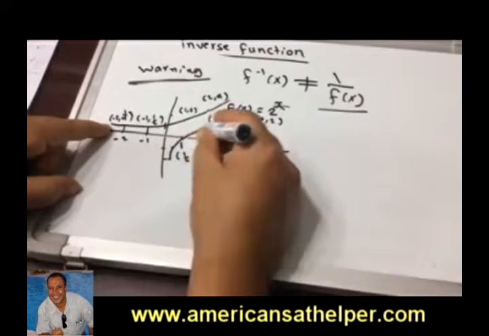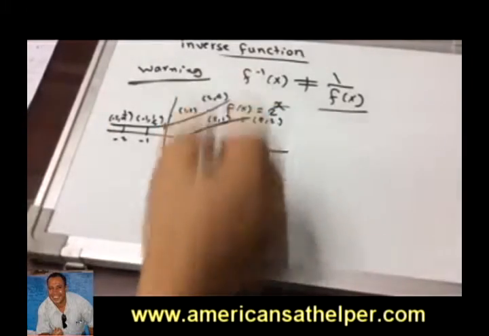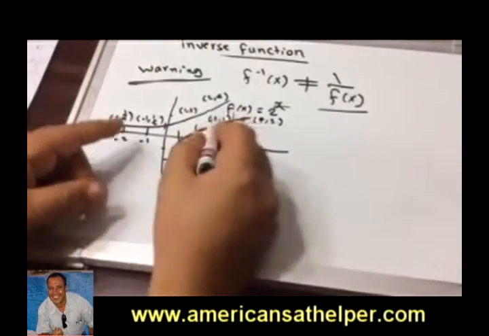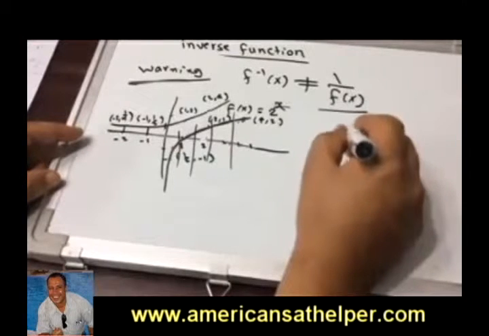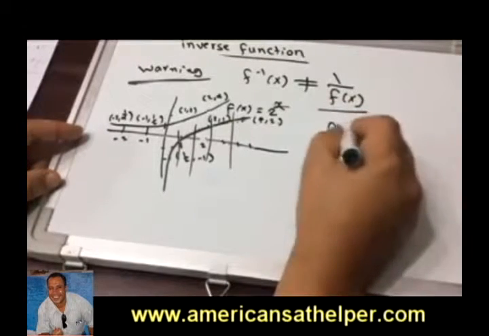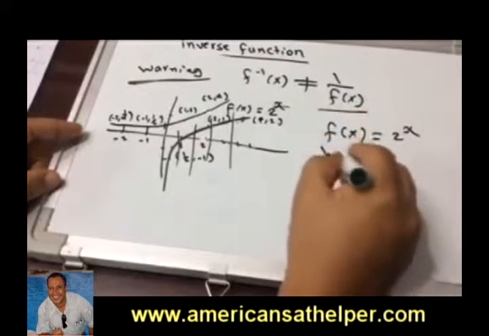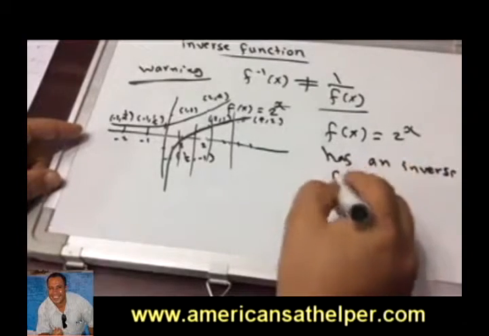If we connect these points, you can see that this is a function, because any vertical line will cut the new function at only one point. So the exponential function f of x equals 2 to the power x has an inverse function.